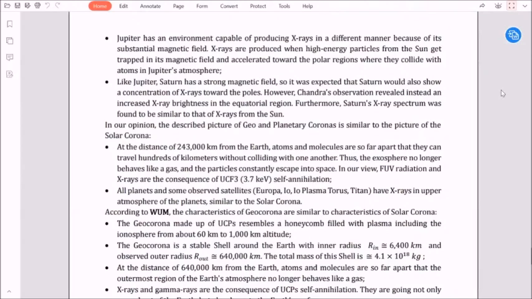In our view, far ultraviolet radiation and X-rays are the consequence of UC fermion 3, with rest energy 3.7 kiloelectron volts, self-annihilation. All planets and some observed satellites, Europa, Io, Io plasma torus, Titan, have X-rays in the upper atmosphere of the planets, similar to the solar corona.